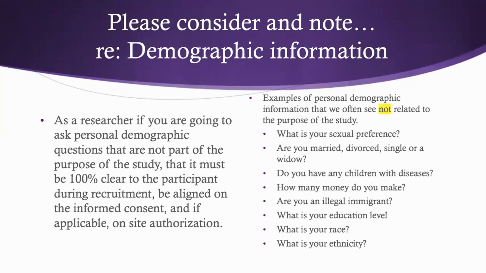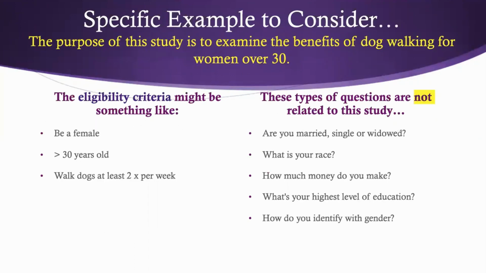Same thing with your research participants. The information has to be clear. So it's possible to get it, but you just have to let them know you're going to ask. So let's think about this for a second. Let's pretend we're doing a study on the benefits of dog walking for women over 30. Let's just say that this is one of my most favorite topics.